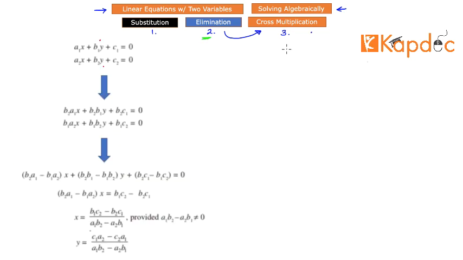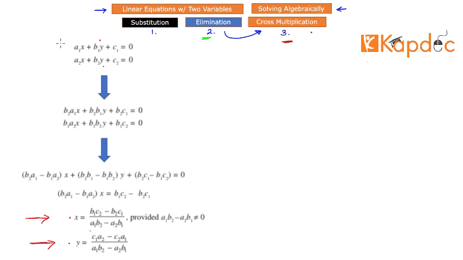So let us talk about our third and final method of solving equations using cross multiplication. You will find it very much similar to elimination, except for the fact that in the end you are given a solution in general form, and that gives you the solution for the unique value of x and y, but you are required to memorize these two formulas.